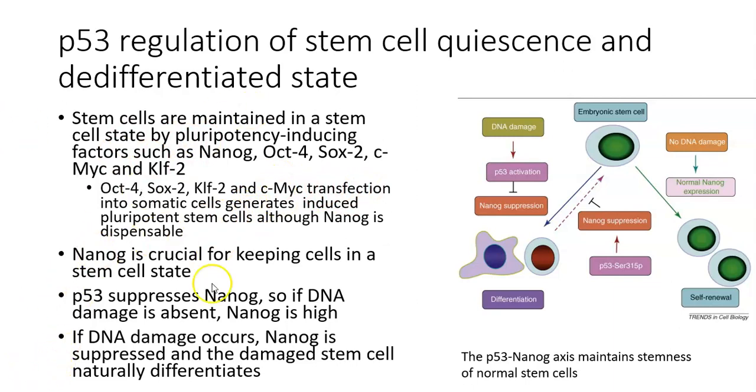Now, although NANOG is dispensable for the induction of induced pluripotent stem cells, we know that NANOG is crucial for keeping cells in a stem cell state. And p53 is intrinsically linked in with this because p53 suppresses NANOG. So if DNA damage is absent, NANOG levels can be high within the stem cell population, which is shown here.